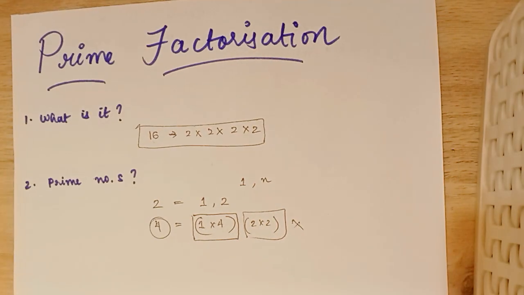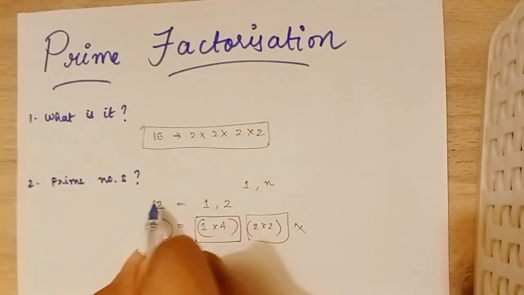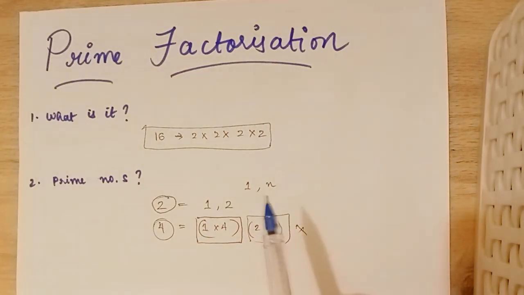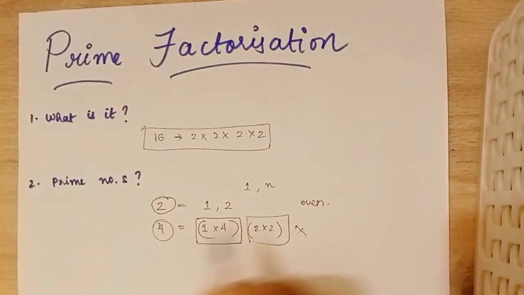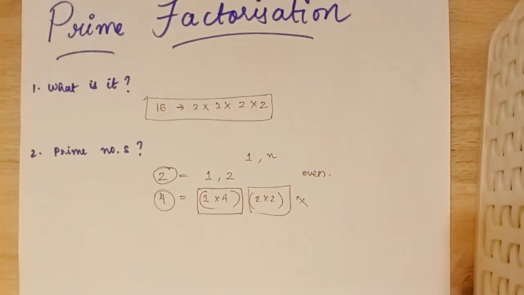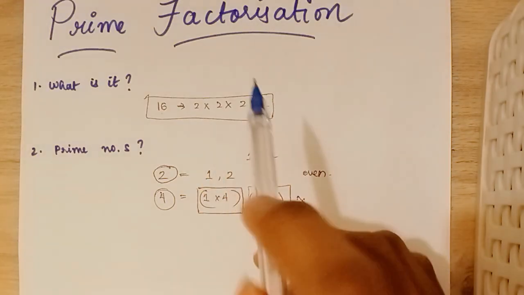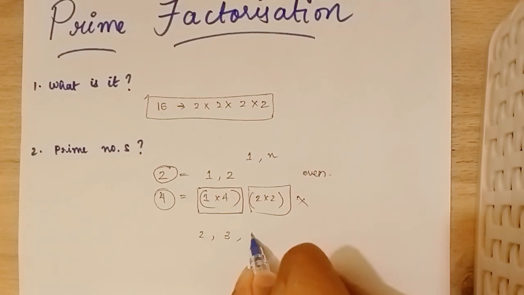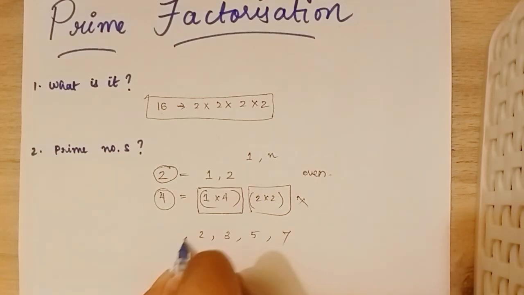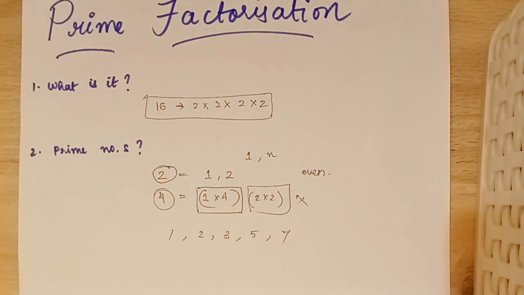Now, an important thing that you need to remember is 2 is the only even prime number. All the other even numbers are not at all prime. So what are the prime numbers that you need to remember while doing prime factorization? You need to remember 2, 3, 5, 7 and 1. These are the most important prime numbers that you need to remember while doing prime factorization.